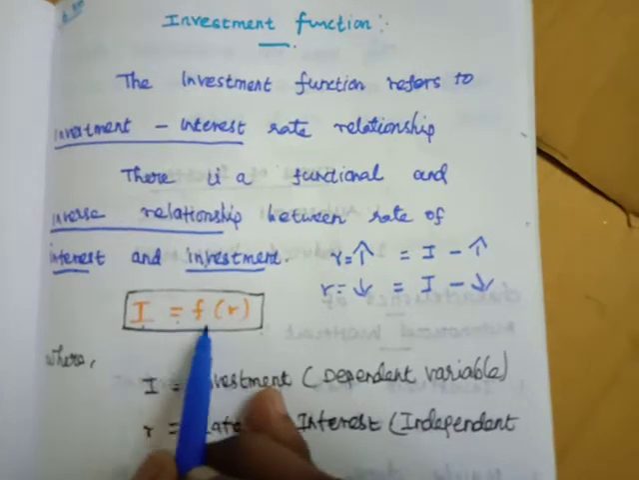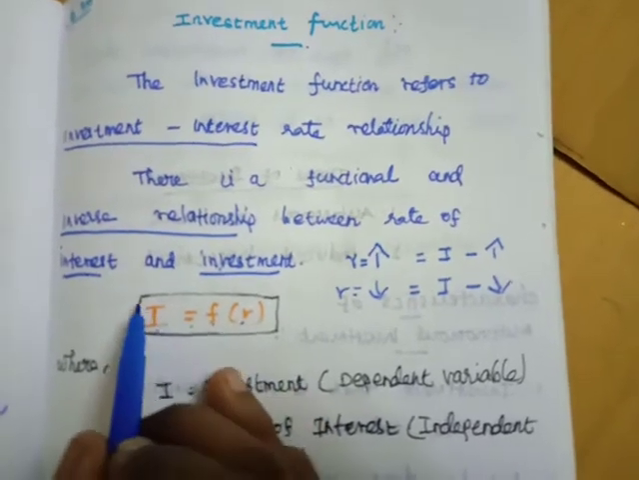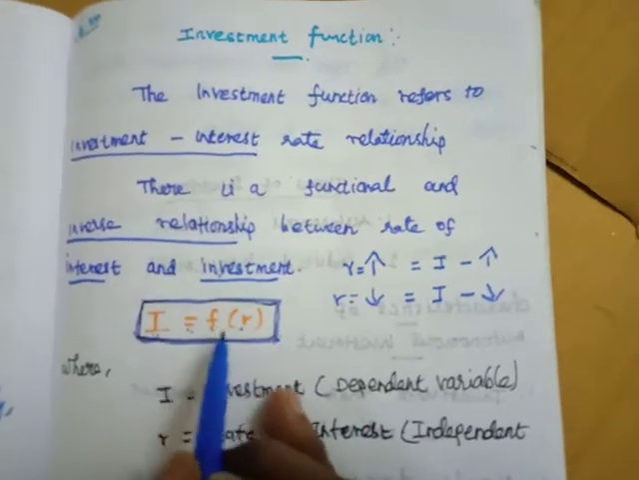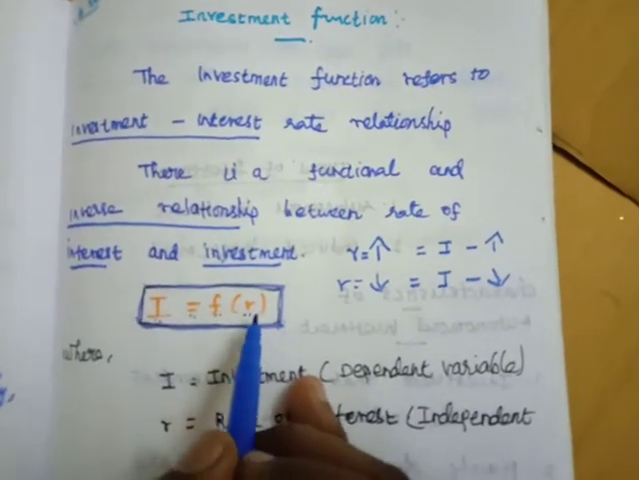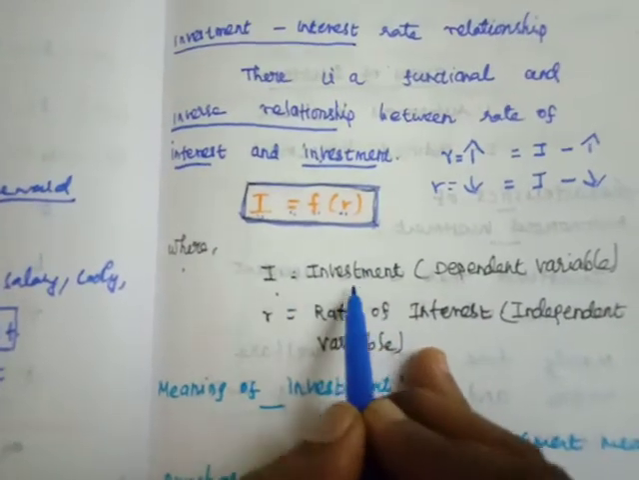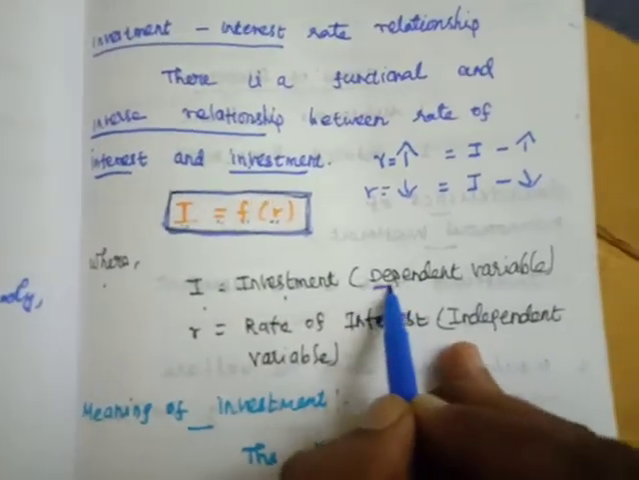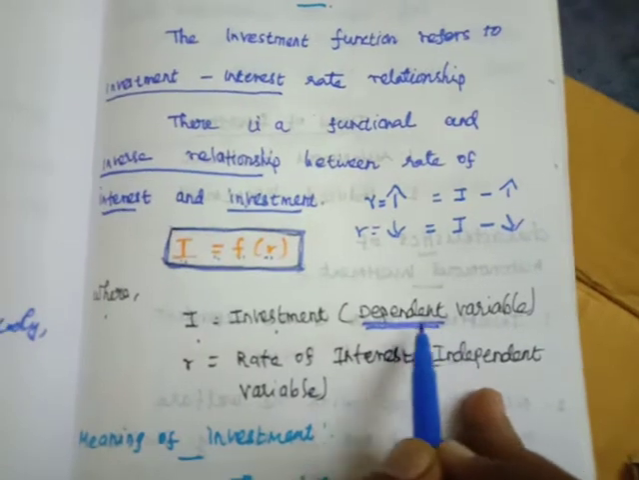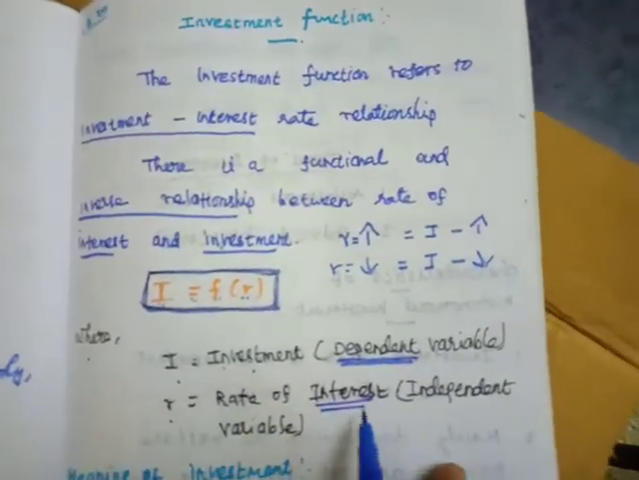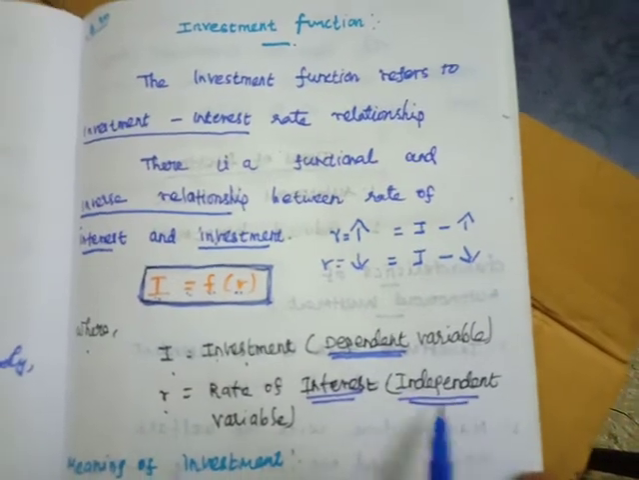So I is equal to function of R. This is the symbolic formula for the investment function. I is equal to function of R, where I is investment, which is the dependent variable, and R is the rate of interest, which is known as the independent variable.